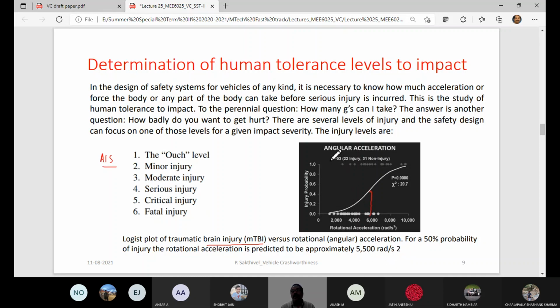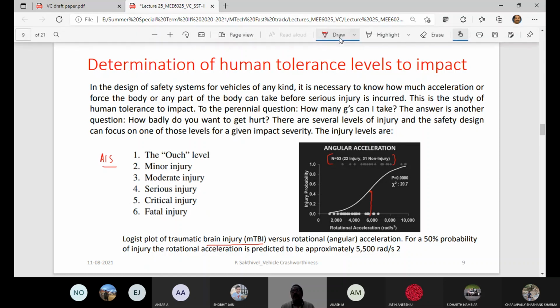So you could see here there are 53 test reports. Out of that, 22 injury and 31 non-injury are reported. So non-injury means maybe it is lower than 50%, and injury means it's more than 50%. And this function is what is called the probability density function in the mathematics of random vibration. You would have studied it, right? So this is how one can understand the human tolerance level to impact, with reference to classifying the severity in terms of injury level.